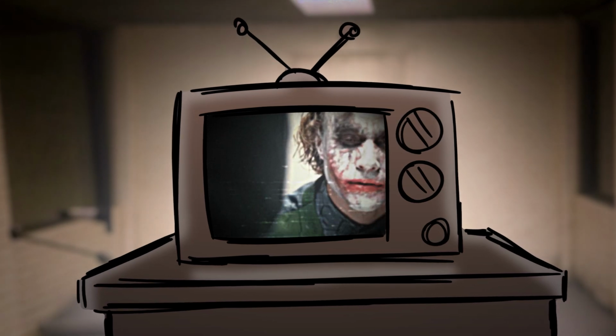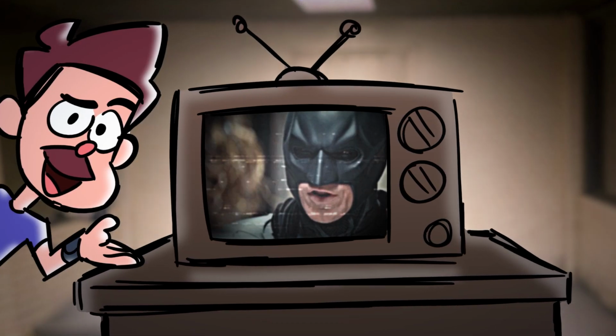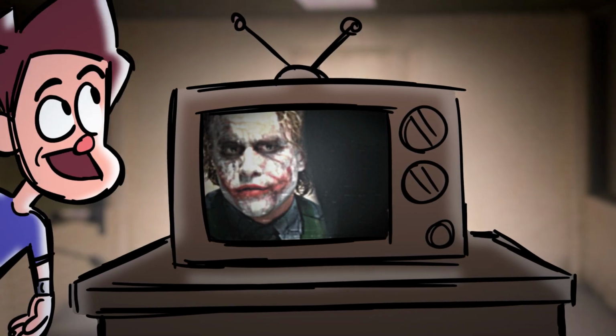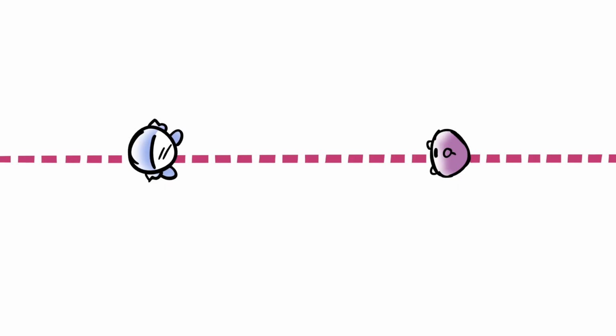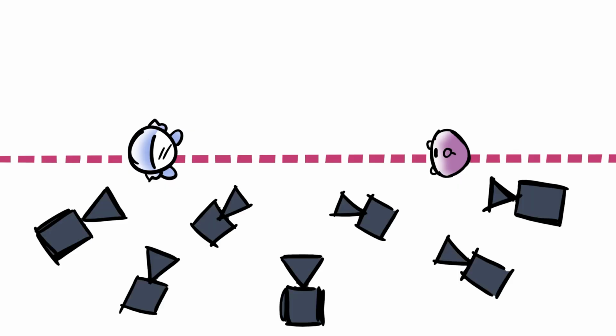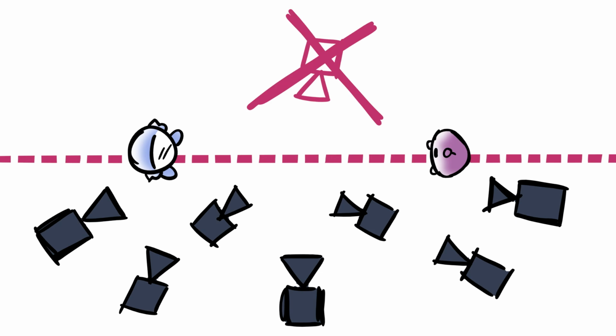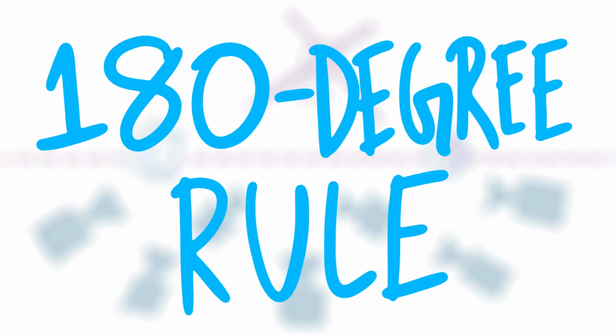This scene from The Dark Knight breaks a rule. But what is that rule, and how can we learn to break it ourselves? When a character interacts with an object or a person in a scene, an imaginary line is formed between them. By choosing one side of the line to shoot from, you keep the viewer oriented with all the spatial relationships in the scene. This is called the 180-degree rule.